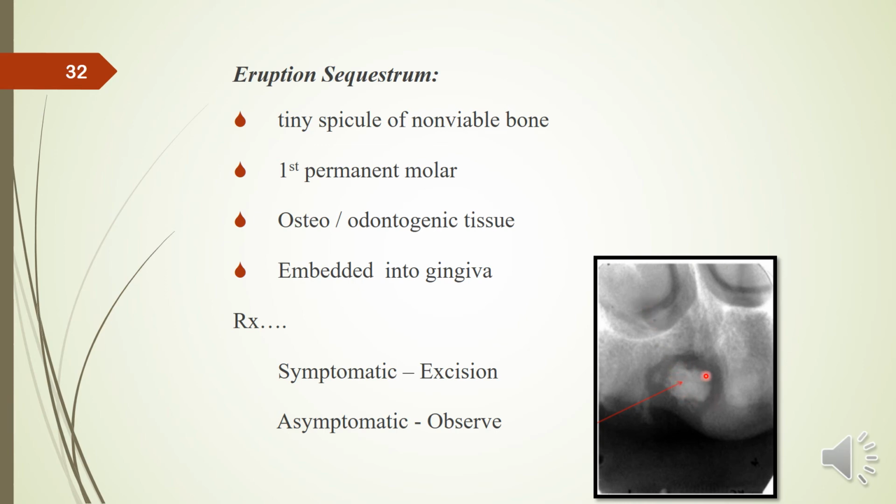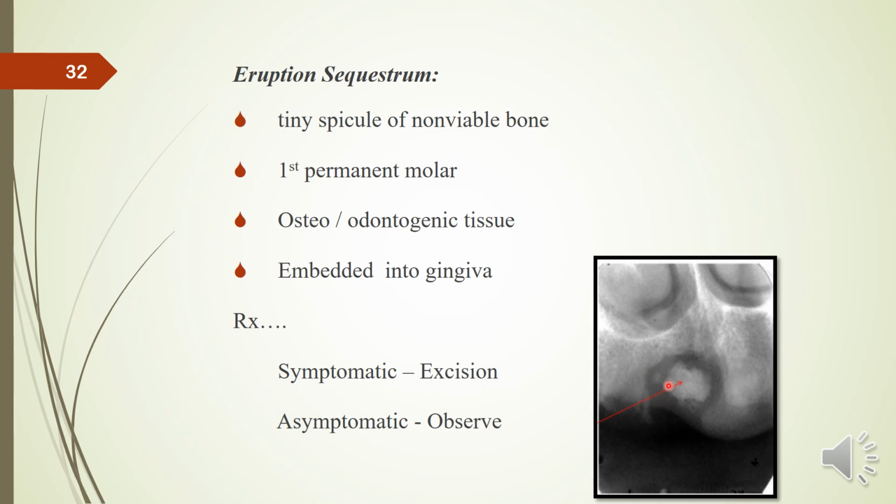It is actually a non-viable bone, and this could be because of the remnants of the bone that is broken away from the crypt of the primary teeth, or it could be an odontogenic tissue like an odontoma, or it could be part of the osteomyelitis that has happened because the primary tooth was carious. So things like this will happen.